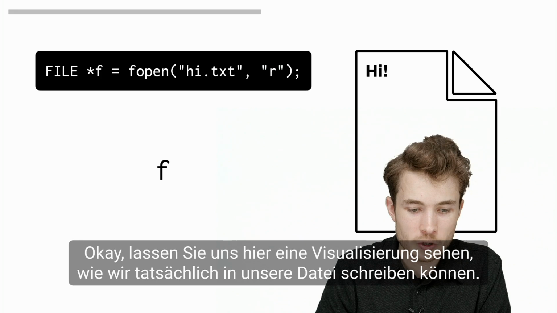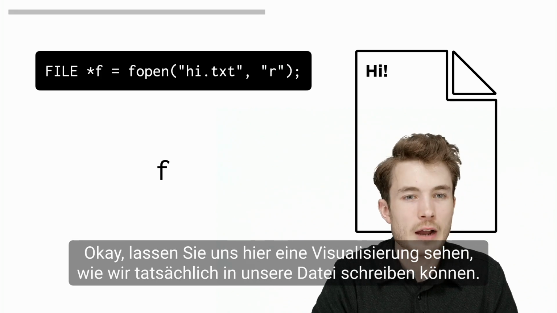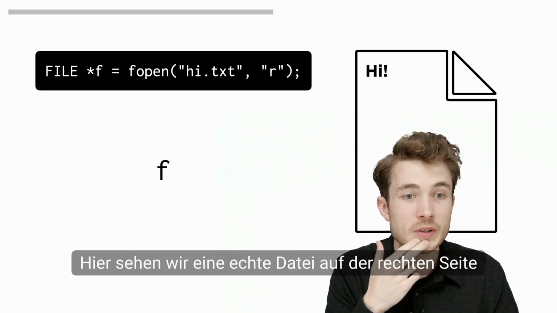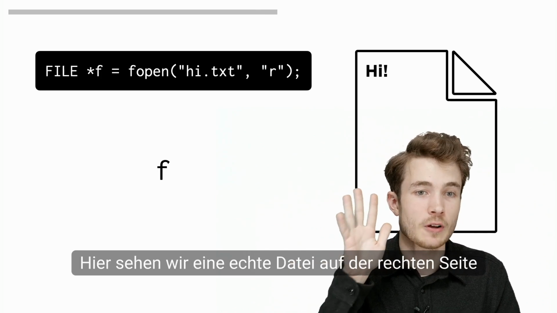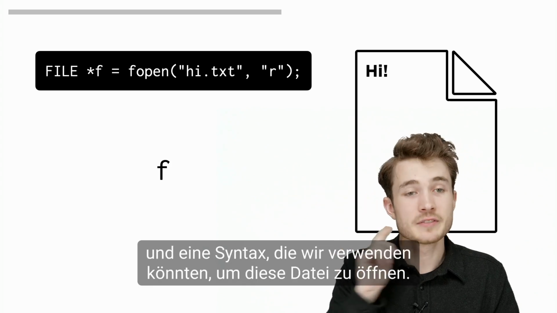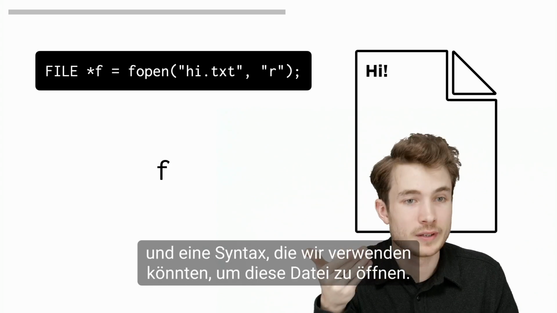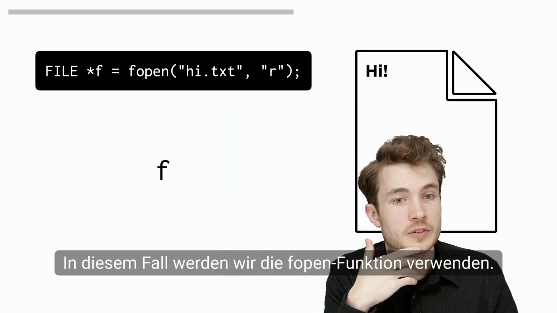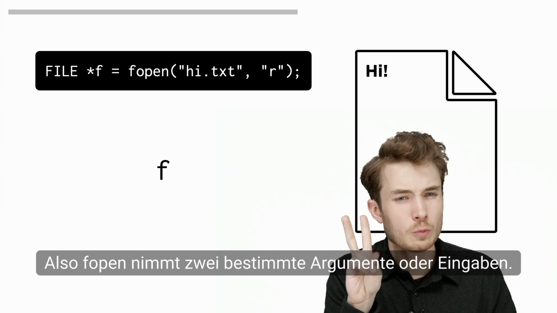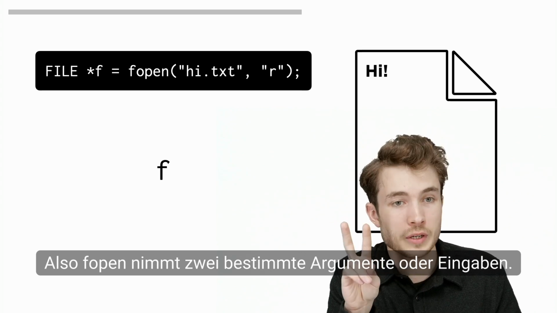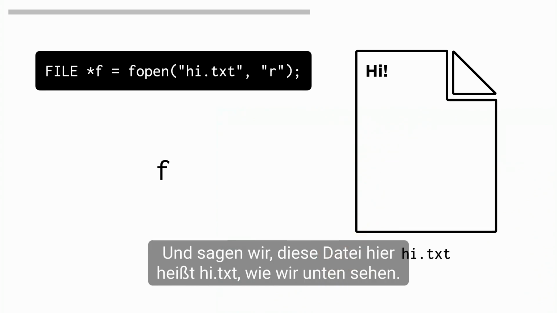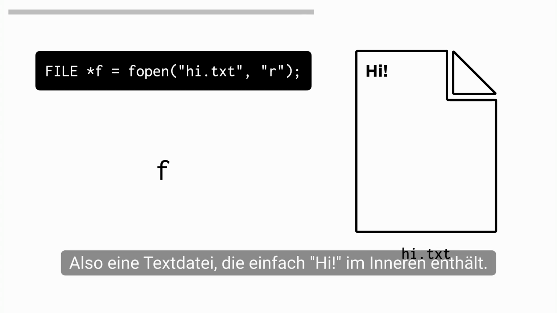OK, so let's get a visual here for how we can actually write to our file. Here we see an actual file on the right-hand side and some piece of syntax we could use to open that file. In this case, we're going to use the fopen function. So fopen takes two particular arguments or inputs. It takes the name of the file, and let's say this file here is called hi.txt, as we see down below. So it's a text file that just says hi on the inside.